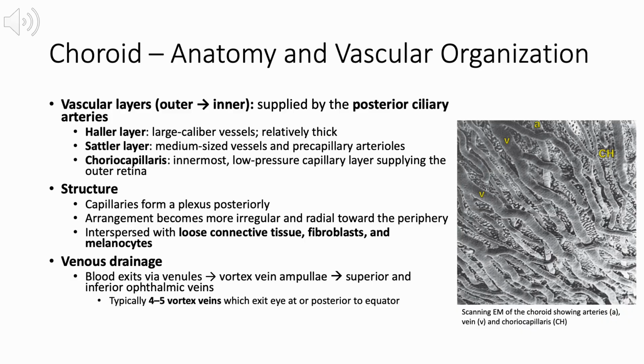Venous drainage of the choroid occurs through venules that converge into the vortex vein ampullae, which then drain into the superior and inferior ophthalmic veins. Typically, there are 4 to 5 vortex veins, and these exit the eye at or posterior to the equator. The accompanying scanning electron micrograph illustrates the choroidal vascular layers in detail. Large arteries are labeled with A, veins are labeled with V, and the choriocapillaris is labeled CH, visually demonstrating the relative size and organization of the different vascular components described in the text.